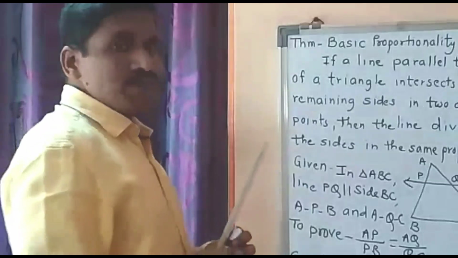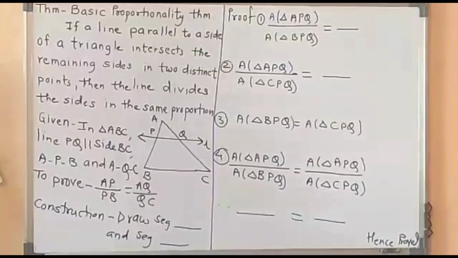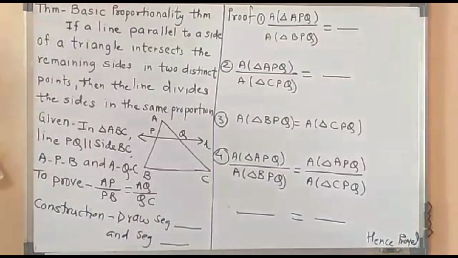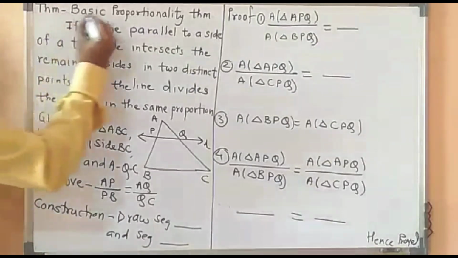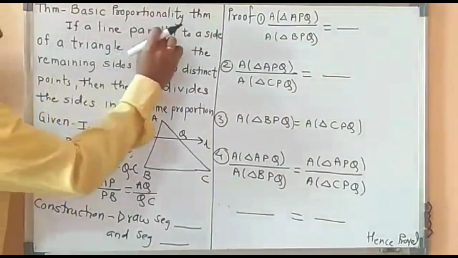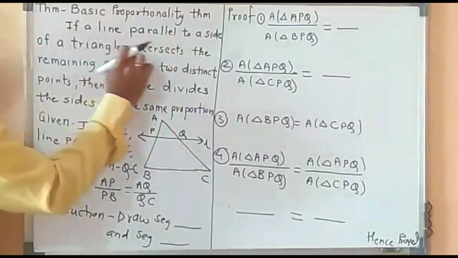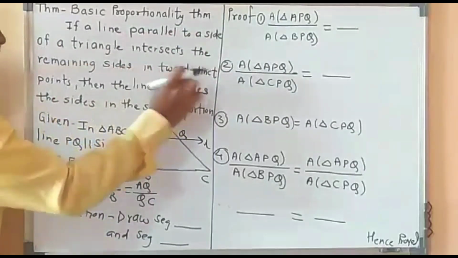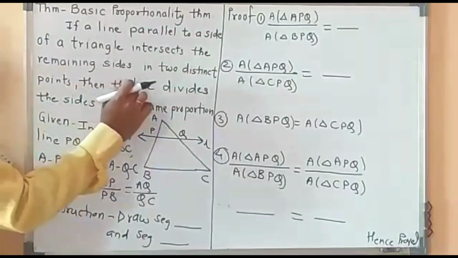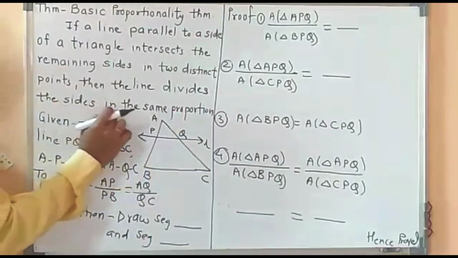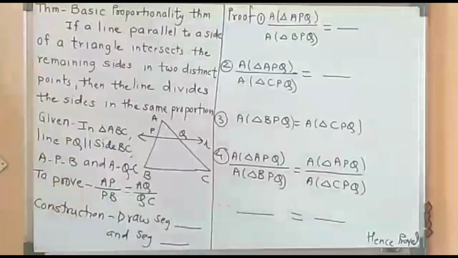Here we have given, we'll prove this theorem, which is called basic proportionality theorem. If a line parallel to one side of a triangle intersects the other two sides at distinct points, then the line divides the sides in the same proportion.